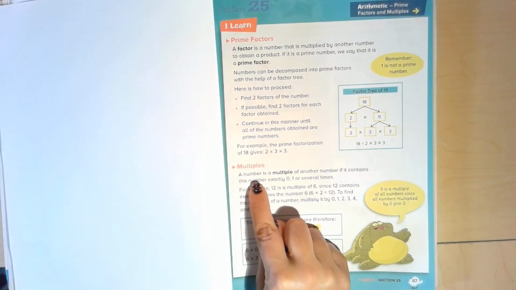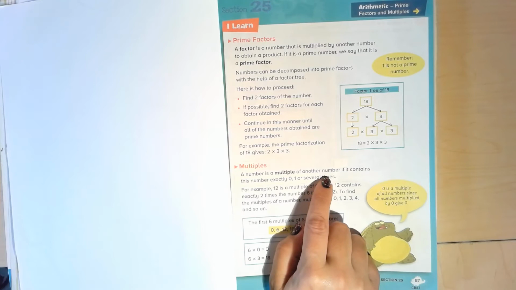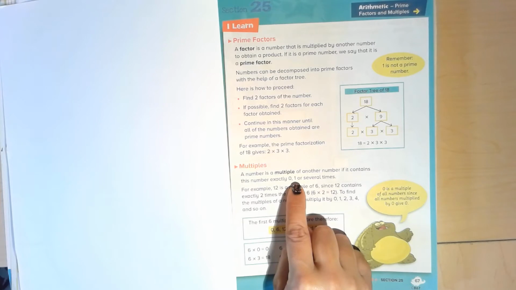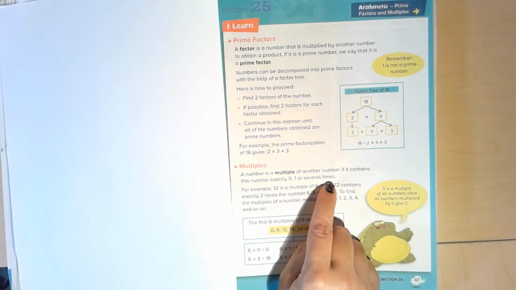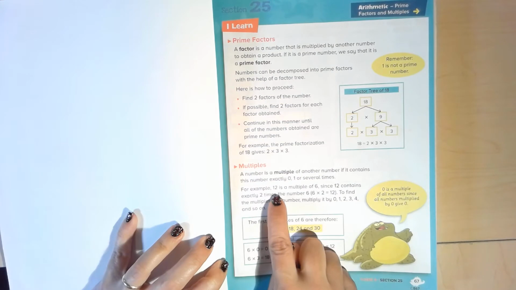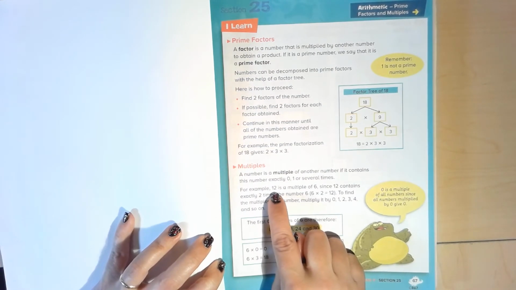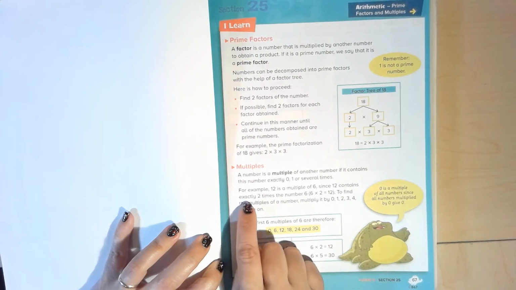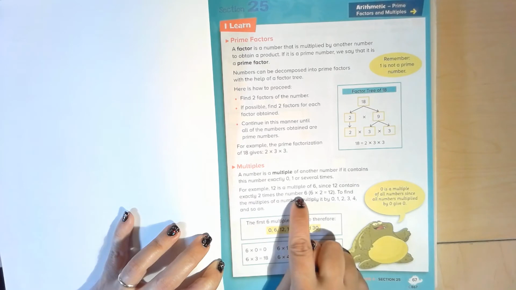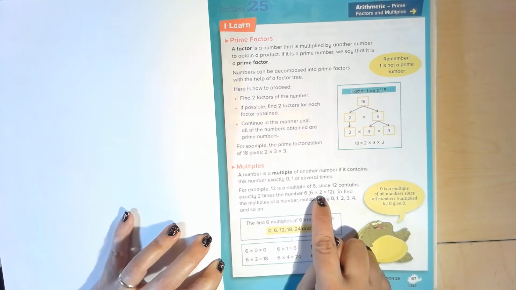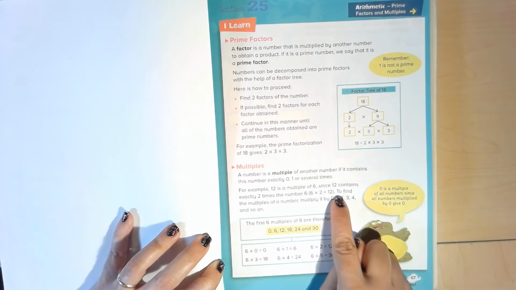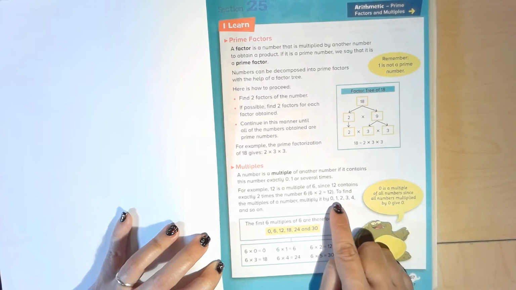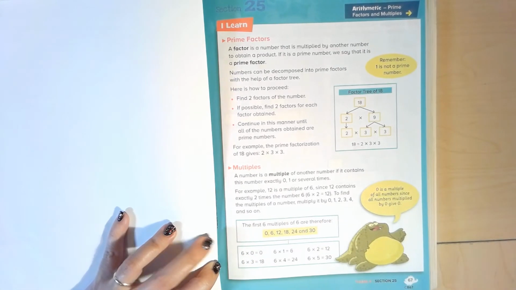Multiples. So a number is a multiple of another number if it contains this number exactly 0, 1, or several times. For example, let's look at the number 12. 12 is a multiple of 6, since 12 contains exactly 2 times the number 6. 6 times 2 equals 12. To find the multiples of a number, multiply it by 0, 1, 2, 3, 4, and so on.